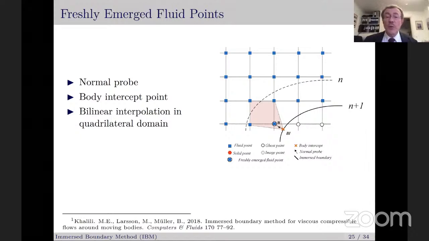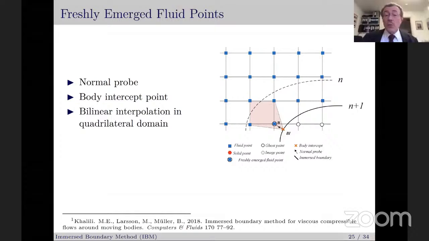That is solved in the following way, that we use the body intercept for that particular point to give us the boundary condition at the boundary of the solid. And there we have the boundary conditions. We know the velocity. We know the pressure and the temperature. So we have data that we can use, and we use that then to get values at this point n.